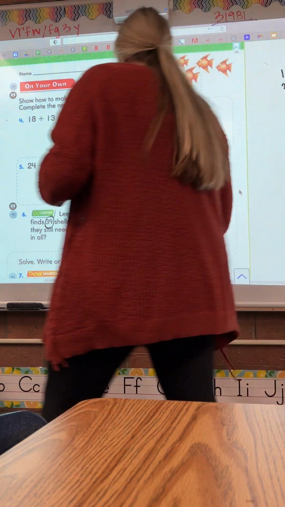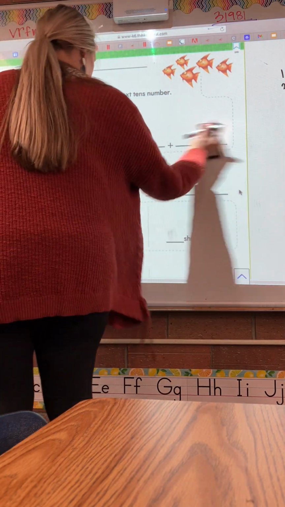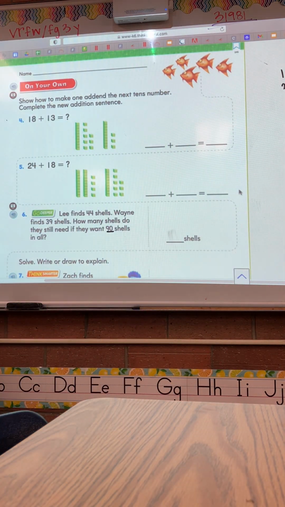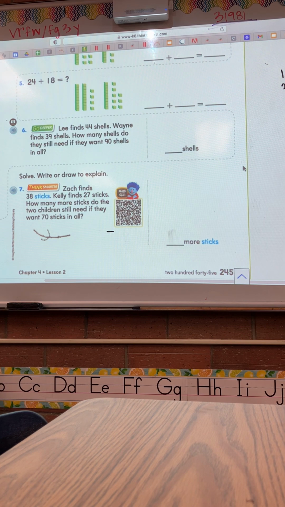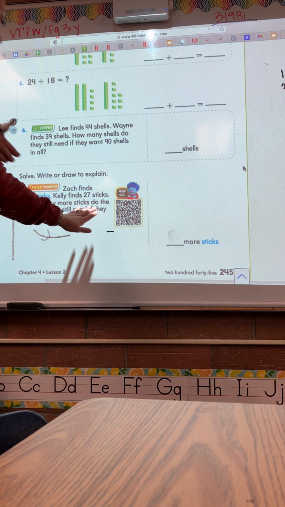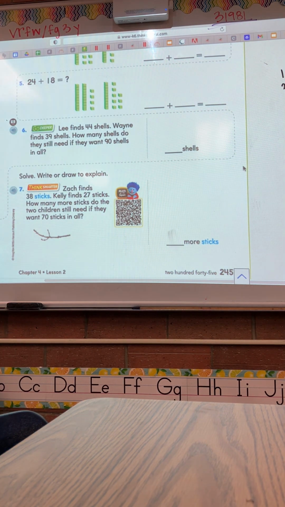Okay, let's try number 7. I'll read this. I want you to pause and try to solve it on your own, and then you can unpause and see if we got the right answer, okay? Number 7, Zach finds 38 sticks. Kelly finds 27 sticks. How many more sticks do the 2 children need if they want to have 70 sticks in all? That sounds very similar to problem number 6.